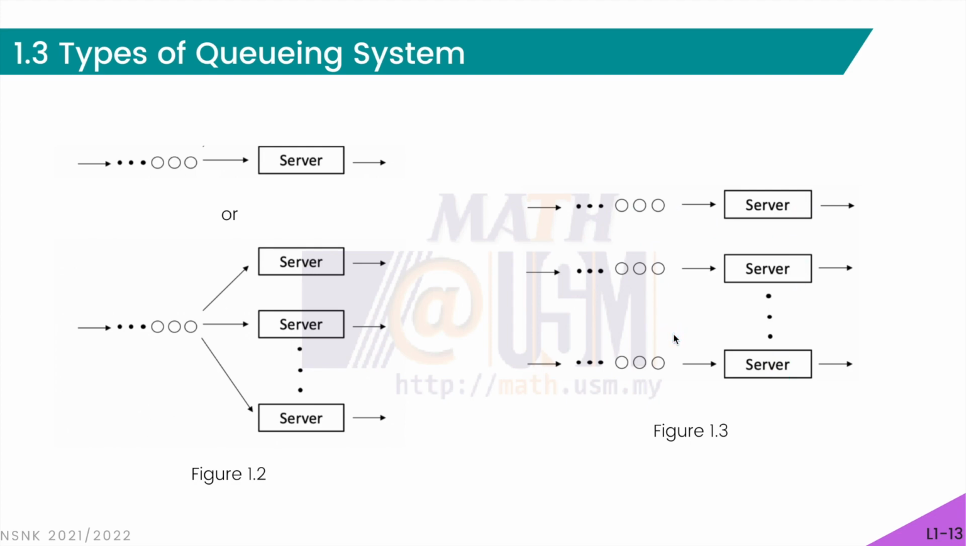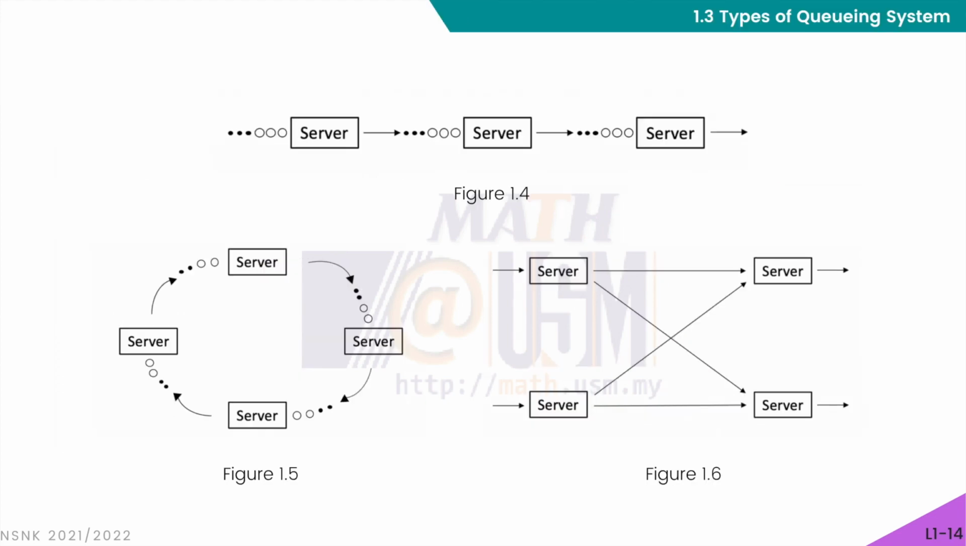Next is a multi-stage queuing system, where the customer needs to enter and receive service from multiple servers in order to complete the process.